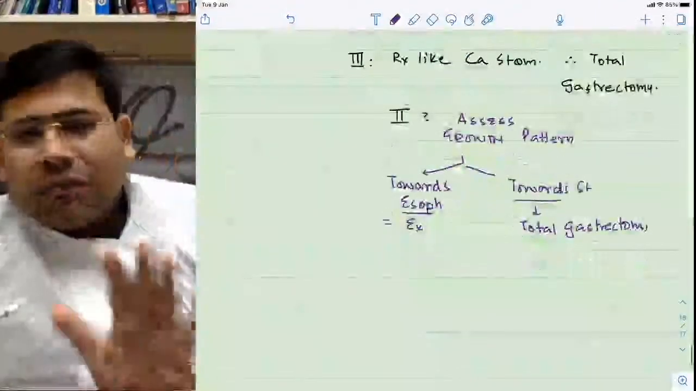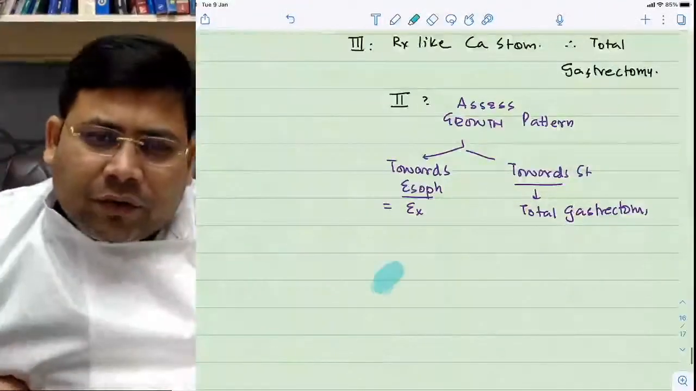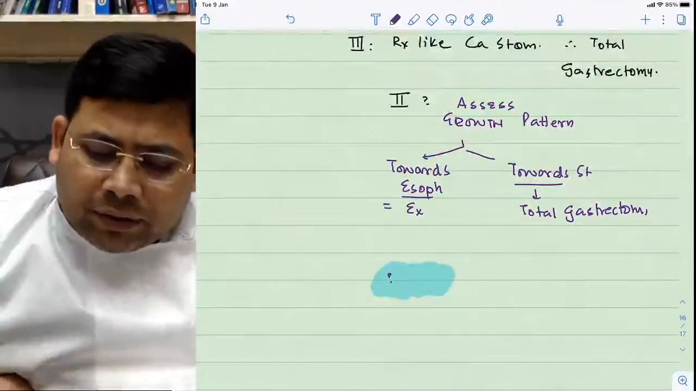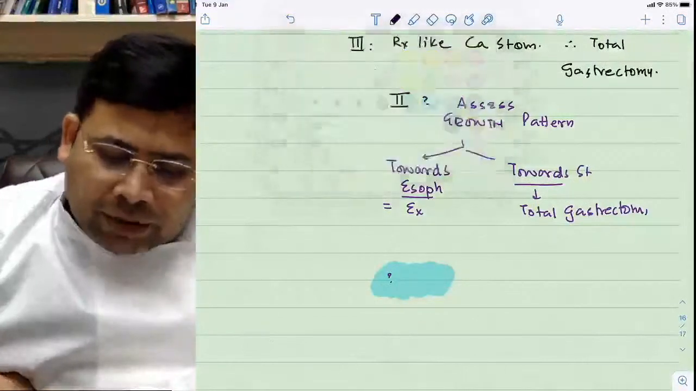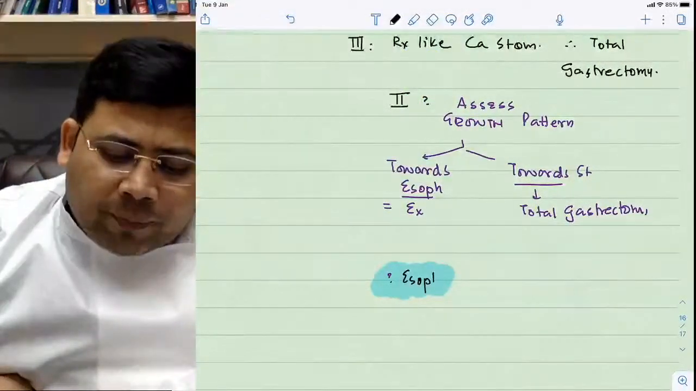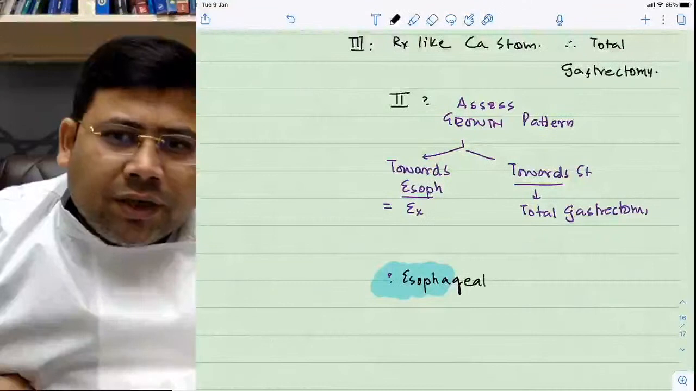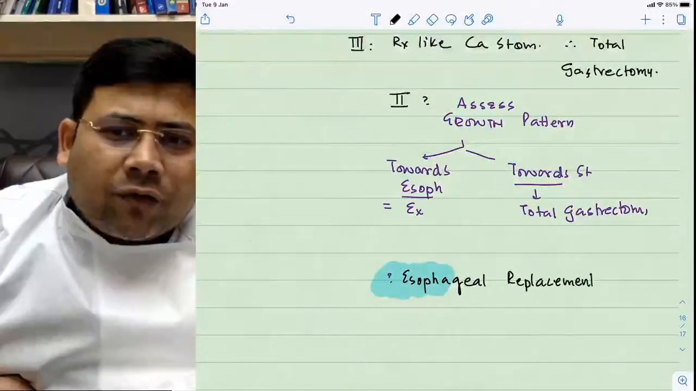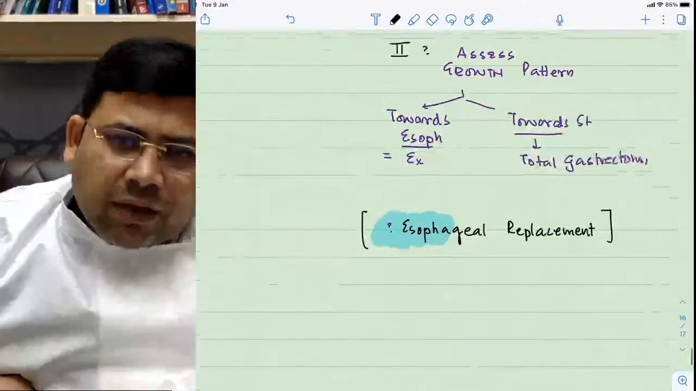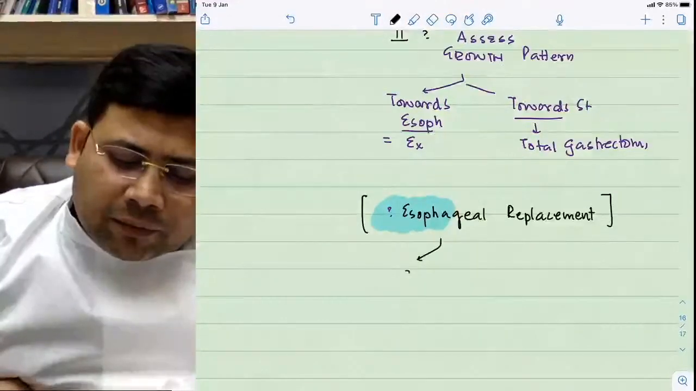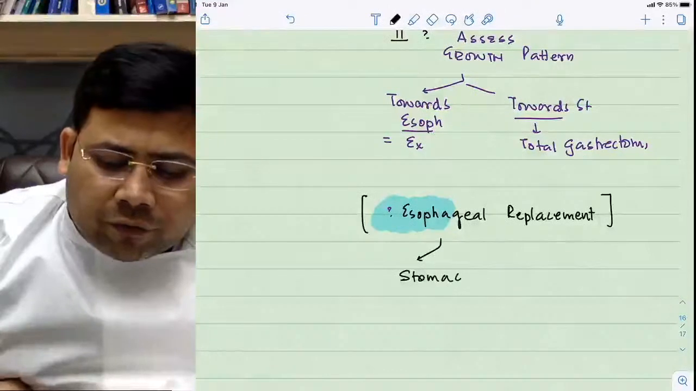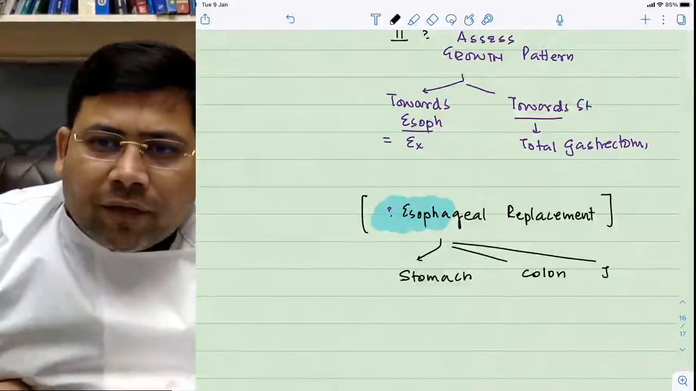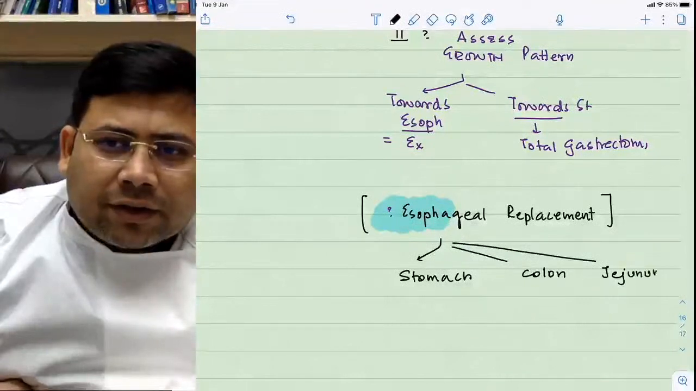After this, once you have done surgery, sometimes you need an esophageal replacement. So how do you do esophageal replacement? We have a lot of choices. We have a choice of stomach, we have a choice of colon, we have a choice of jejunum. All of them have their advantages and disadvantages.